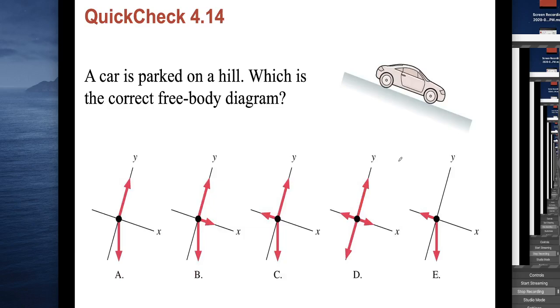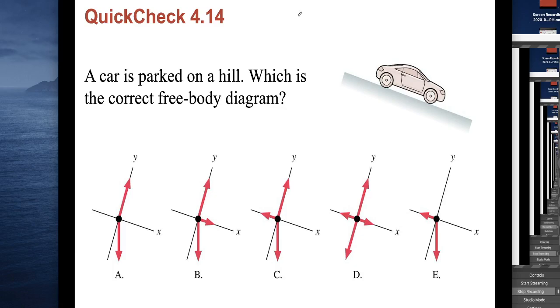Here's another example. A car is parked on the hill. Which is the correct free body diagram? So I will give you some time. Please pause the video until you find the answer. Okay, I guess now you have found your answer.